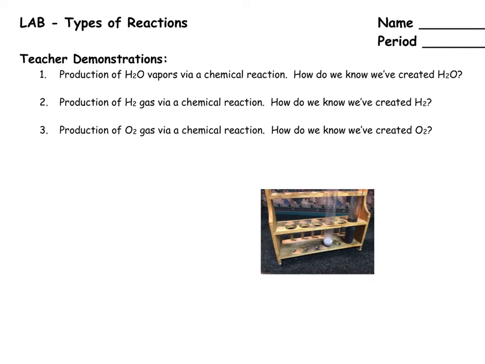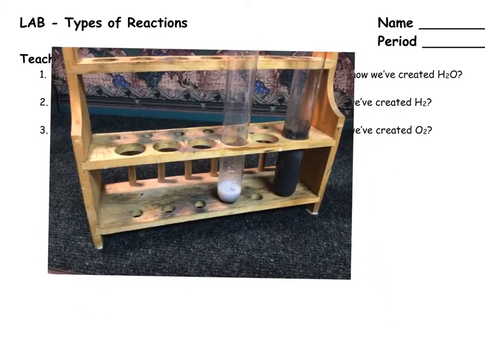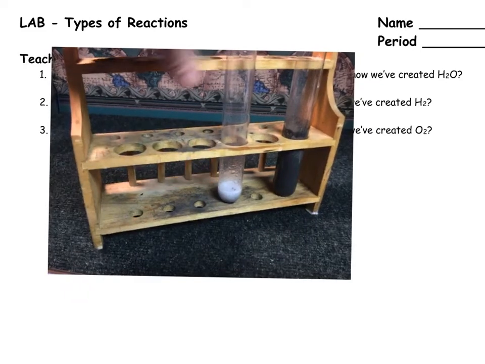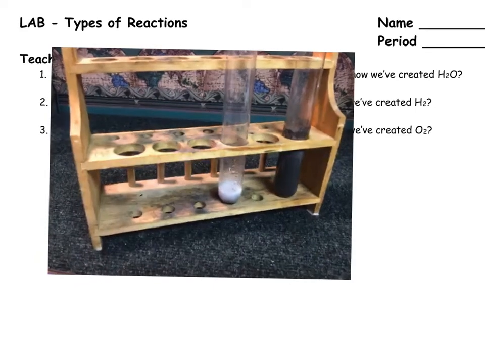Number 2, production of H2 hydrogen gas via chemical reaction. How do we know we've created H2? And number 3, the production of oxygen, O2. Now, here I have a couple of reactions that I already did. The one on the left contains hydrogen gas, and the one on the right contains oxygen gas. Now, how does one test for these?